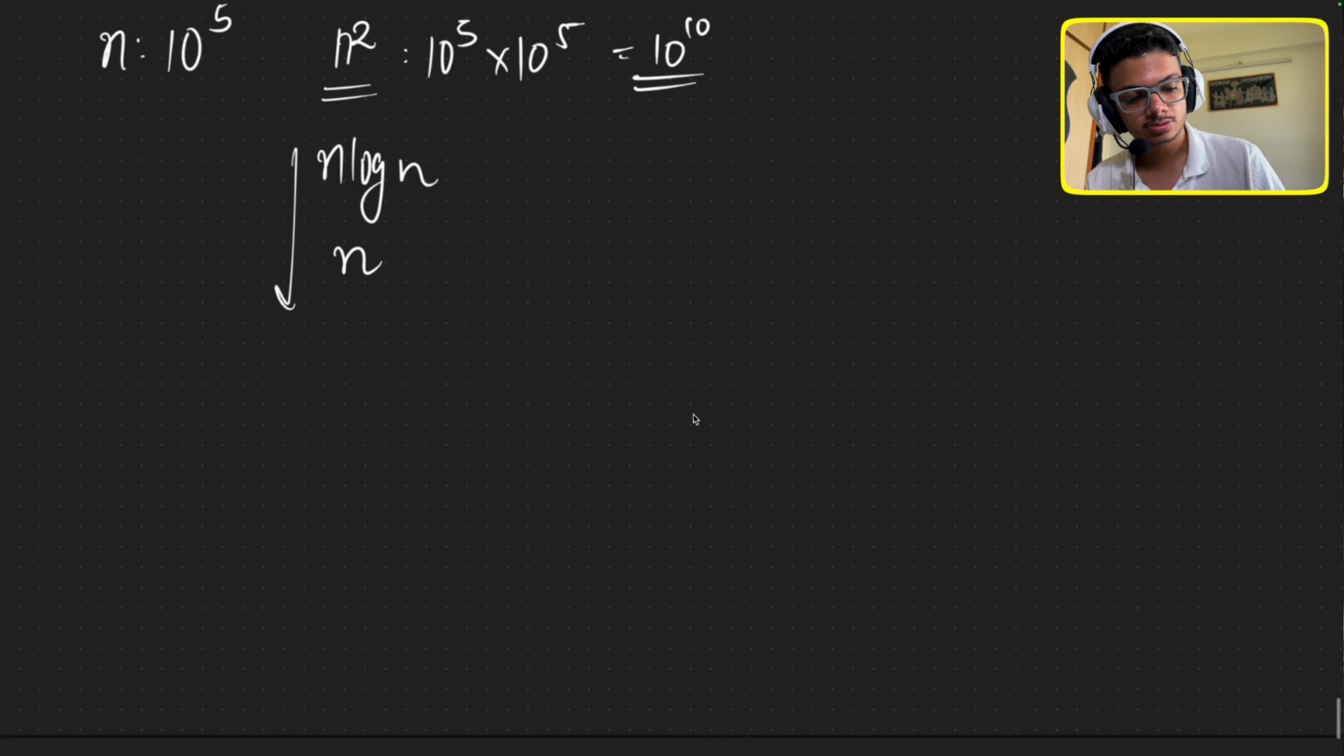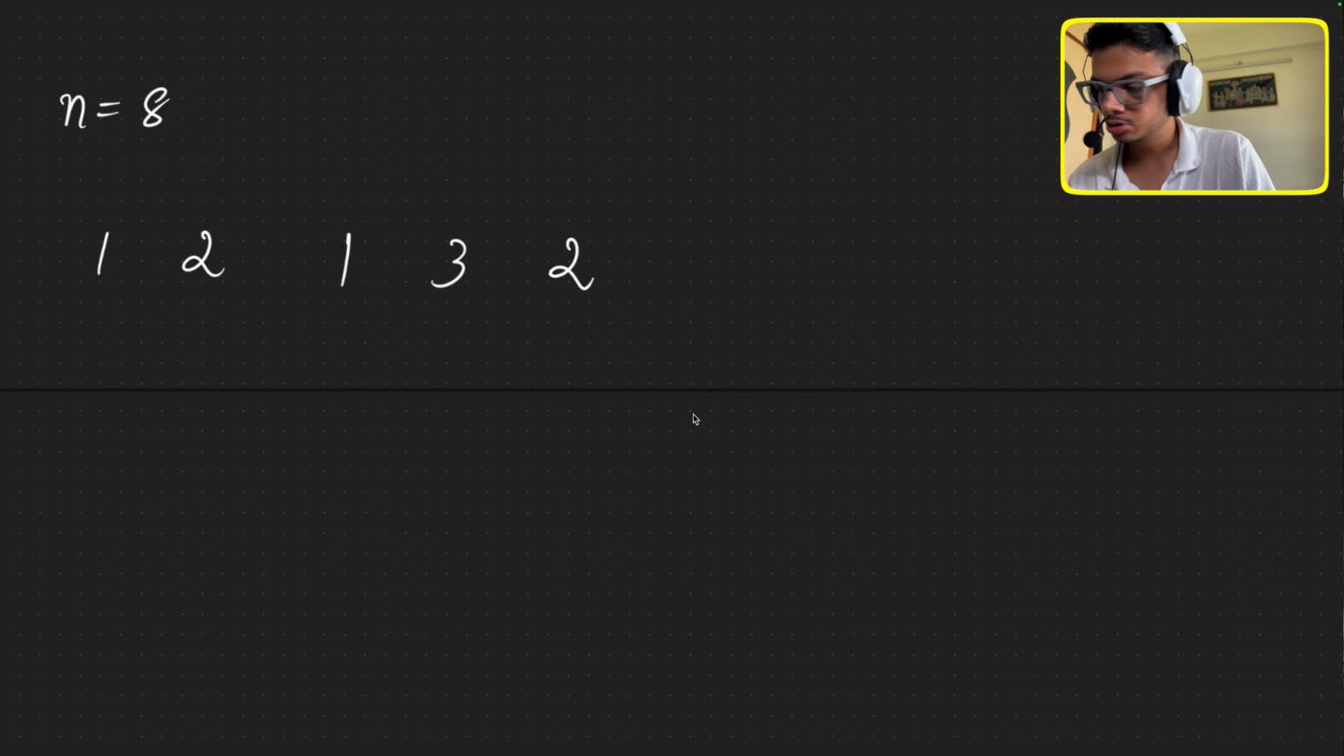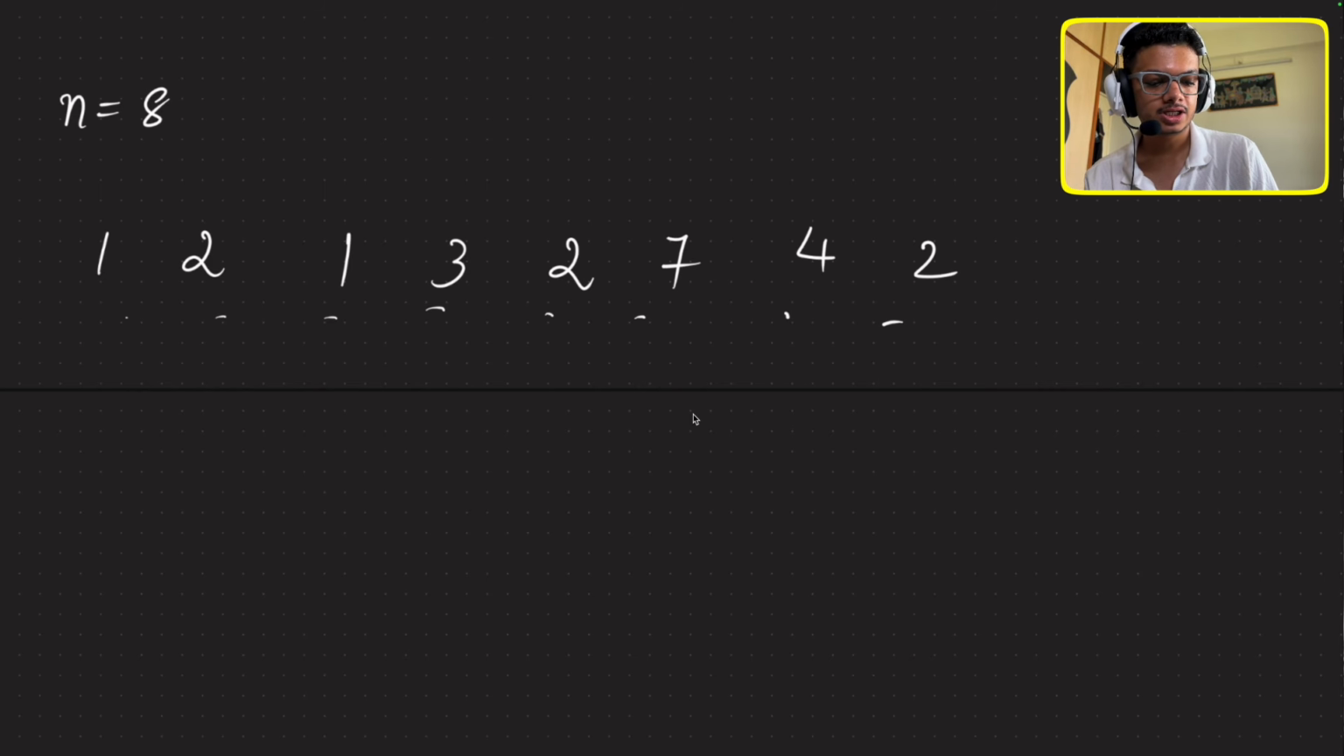So with the constraints cleared out, let's see the example test case and try to solve it. I'll take the same example that was given to us. n was 8, so we will be given 8 song IDs. Let me write down those song IDs. They were 1, 2, 1, 3, 2, 7, 4 and 2. So 1, 2, 3, 4, 5, 6, 7, 8. So we are given 8 song IDs.